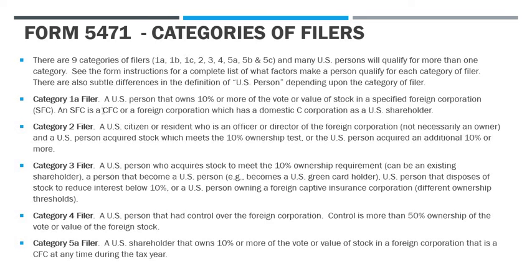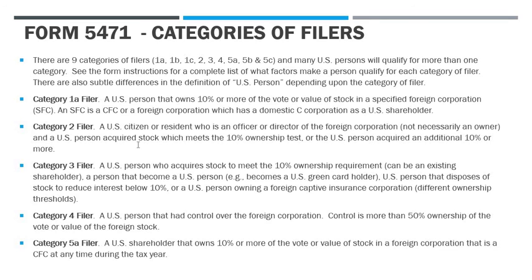Okay, so let's look at the Category 1A filer. A Category 1A filer is a U.S. person that owns 10% or more of the voting value of the stock, and the specified foreign corporation rule within that category is that you have either a CFC, a controlled foreign corporation, which again has to have more than 50% ownership by U.S. persons, or it could be a foreign corporation that has a domestic corporation, let's say a Delaware C corporation, as a shareholder. If we're in that position, then we have a Category 1A filer.